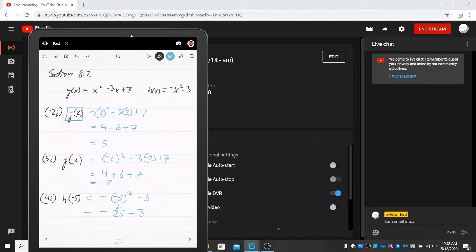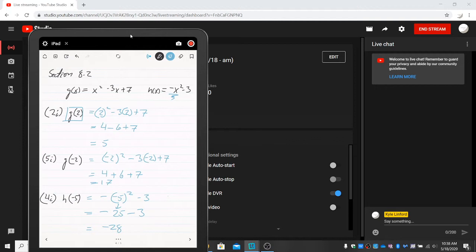What this is saying is square only the x, okay? Only square what was put in for x and then make it negative. That's what this part is saying here. So we squared what was put in for x, which was -5, and we got 25. But then I have to make it negative. So that's why I end up with a -25 minus 3. And -25 minus 3 is -28. And that would be our final answer here.